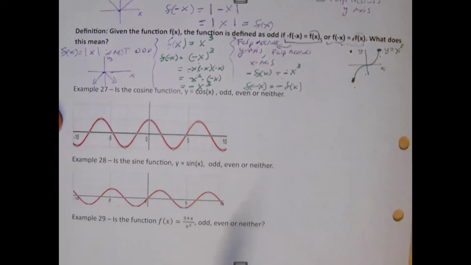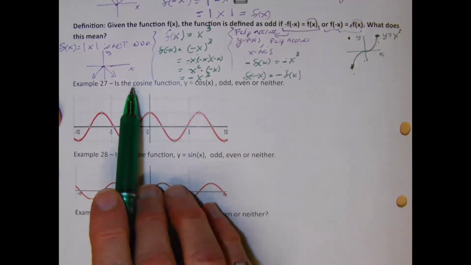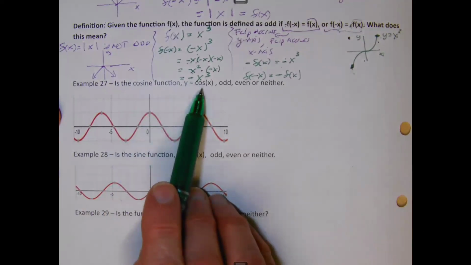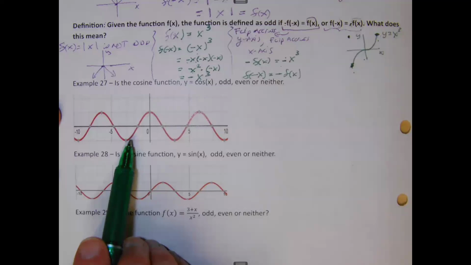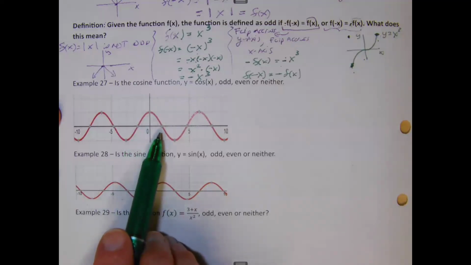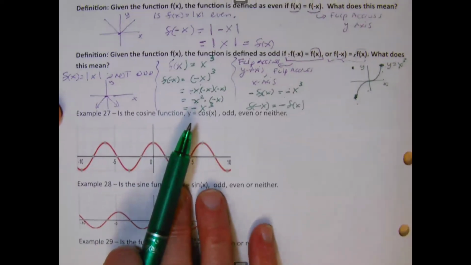So let's look at this one right here. This is the cosine function, y equals f of x. Is it odd, even, or neither? So now I'm looking at this function and let's see, is it even? So let's go back to this example.